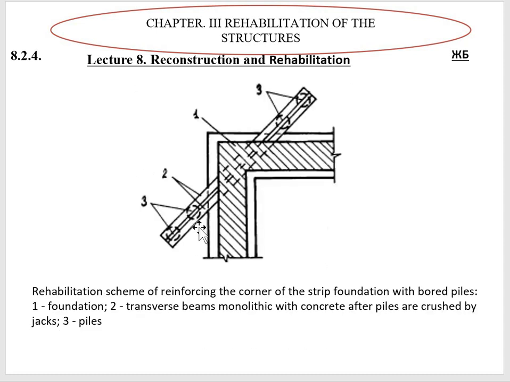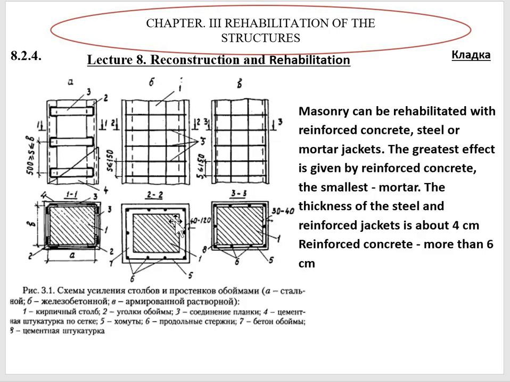Here we can see the rehabilitation of the line foundations of the street foundation by using the unloading beam with bored piles. And here we can see the rehabilitation of masonry. So there are three main ways to rehabilitate the masonry construction: by using metal jacketing, or as we said previously, it can also be called brackets, using reinforced concrete jackets, and mortar jackets also can be used for reinforced concrete elements.